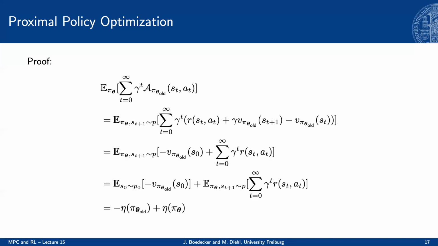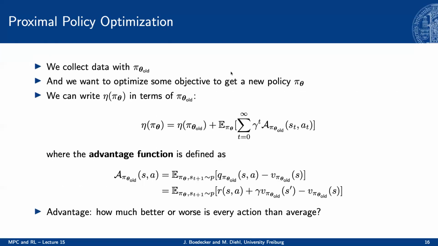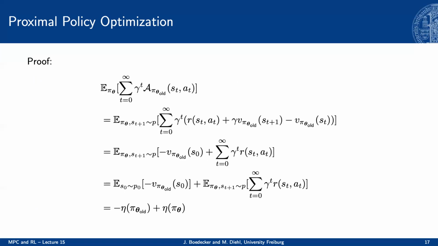We didn't define them here, but we defined them earlier. So the expectation of the V is basically our objective. So this is the definition of this, minus eta of this pi theta old, and this is the definition of the pi theta. So the eta of pi theta, the objective with respect to pi theta. And if you bring this one to the other side, then this is exactly what we had up here. So that just shows how to get to this decomposition.